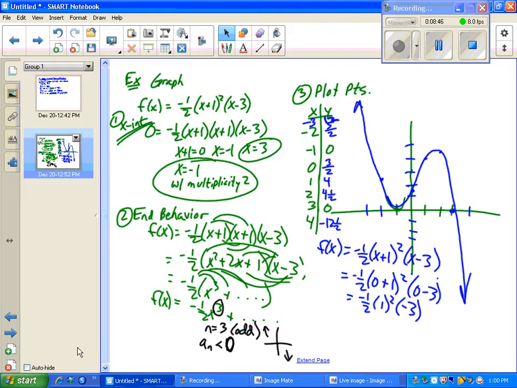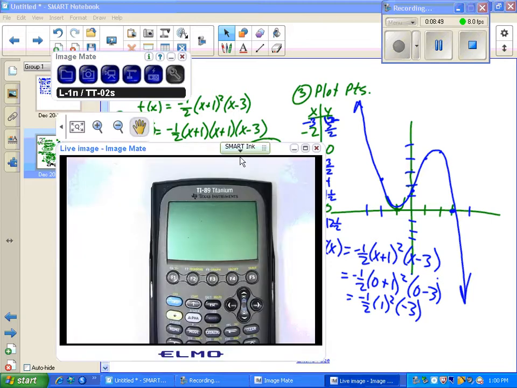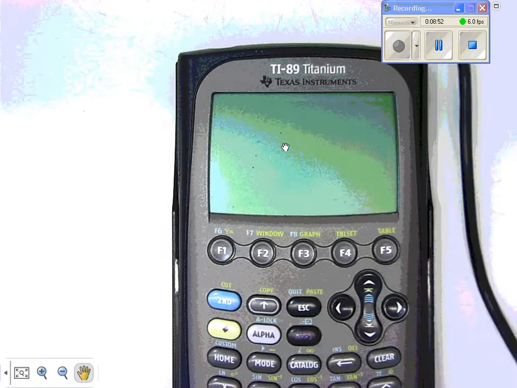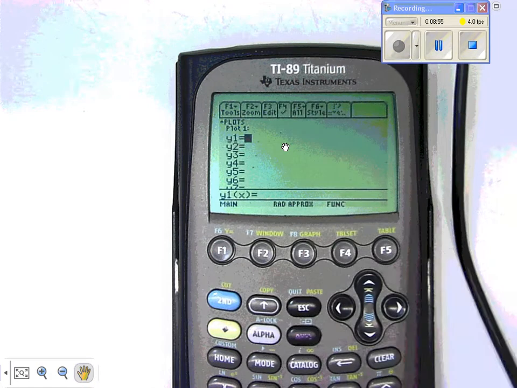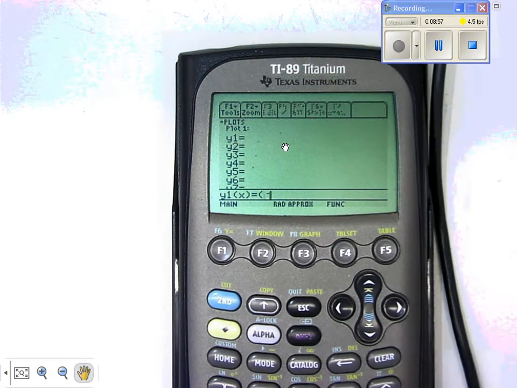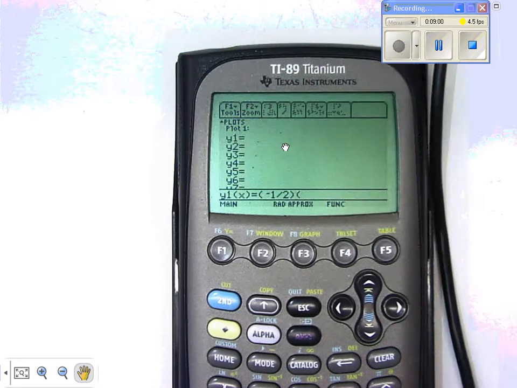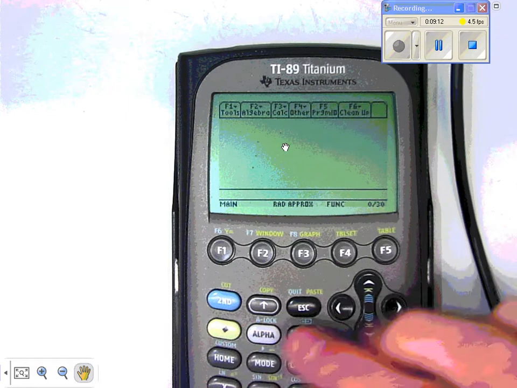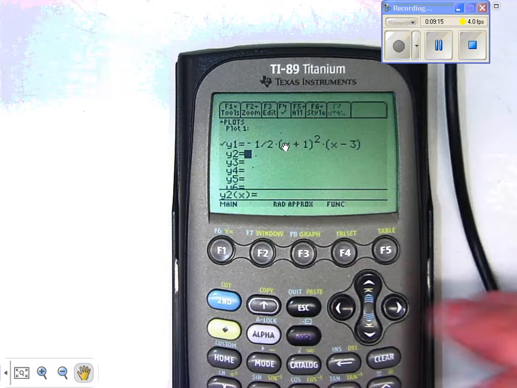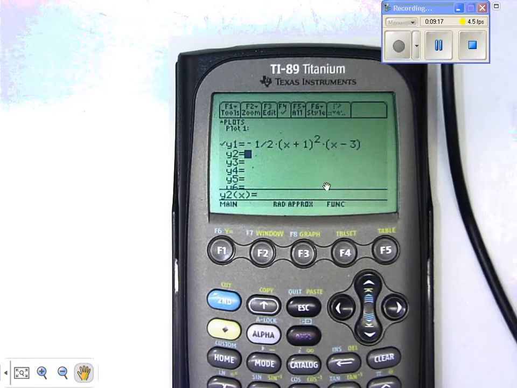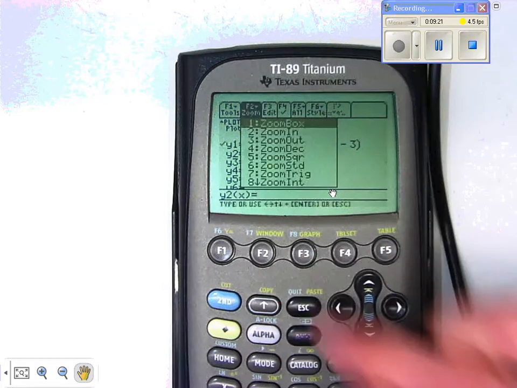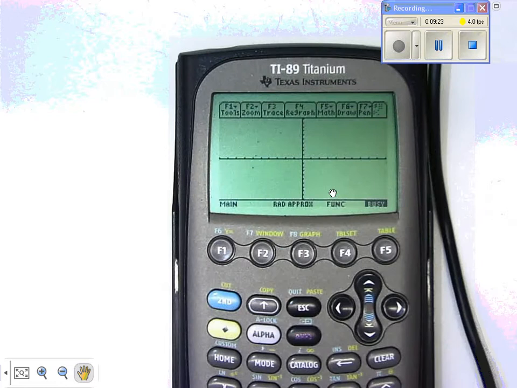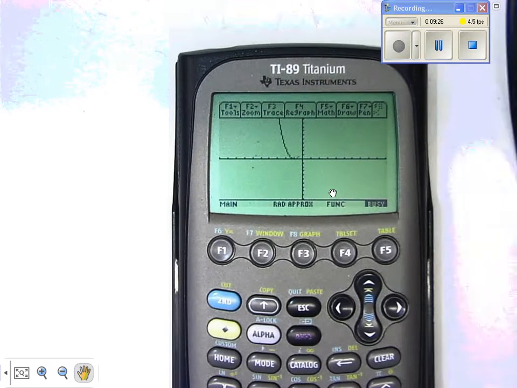Let's punch that in our calculator. Okay, let me turn this on, and we're punching in -1/2 times x plus 1 quantity squared times x minus 3. Okay, it looks just like that. So I go, and if you remember from the home screen to get here, we went F1, right, on this TI-89, and it shows you that right there. Okay, and then from here we go zoom, F2, zoom standard. Gives us a little graph here, okay?